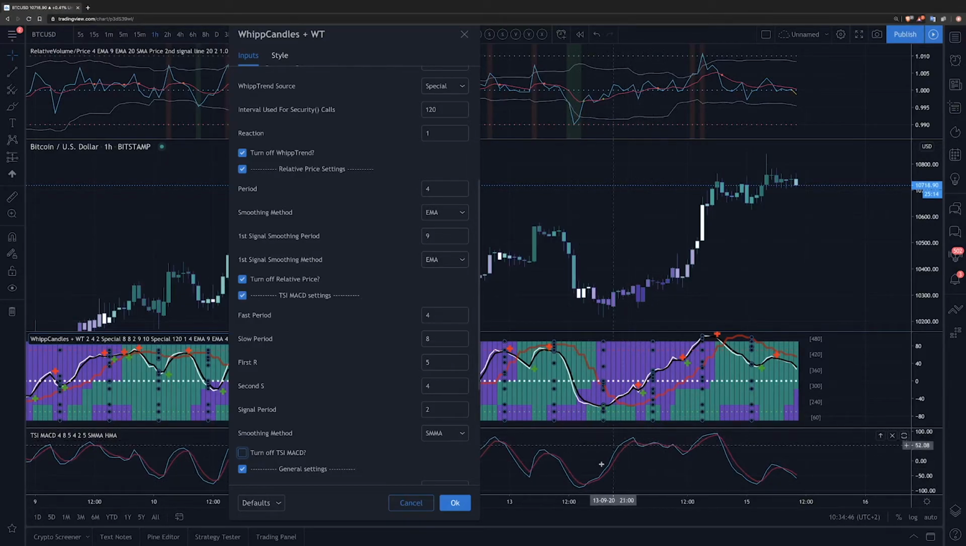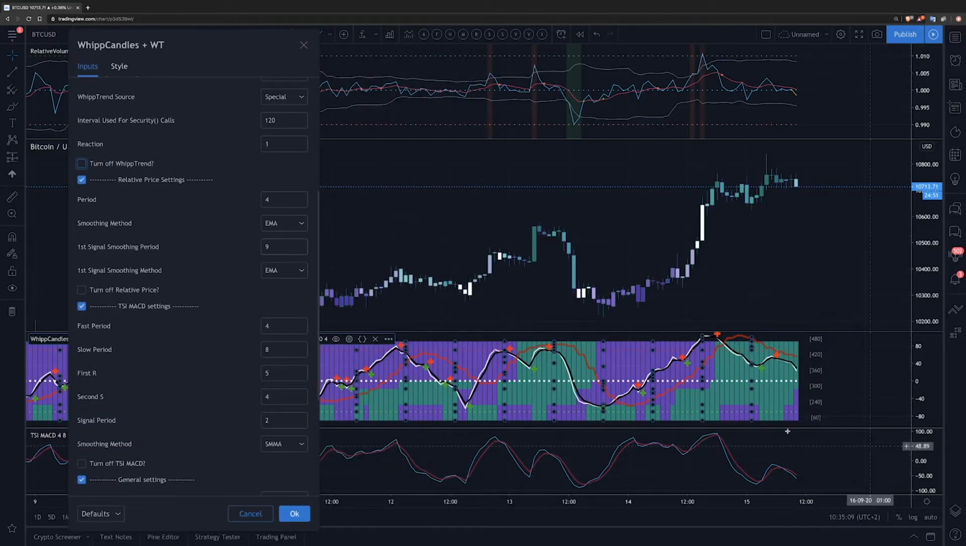So this is basically translating every single time frame that you choose here. Is it bullish or bearish on the TSI MACD? So one thing we can do here, another thing which is pretty cool, is we're going to turn on the relative price and we're going to turn on the whip trend.